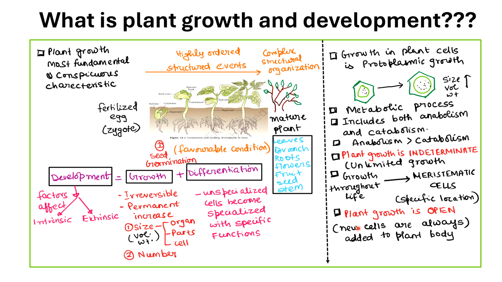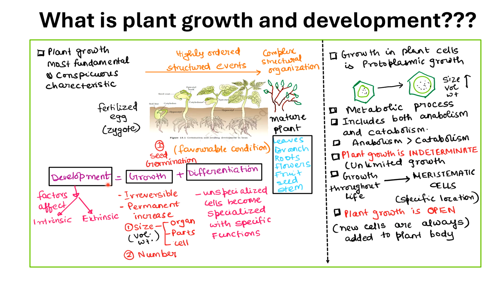Also, in the case of plants, new cells are always added to their body, right? So that form of growth is called open growth. Now, how is this indeterminate and open form of growth shown in plants? It is because they have some specialized cells called meristematic cells that are always capable of dividing and forming new cells, right? So this is your plant growth.